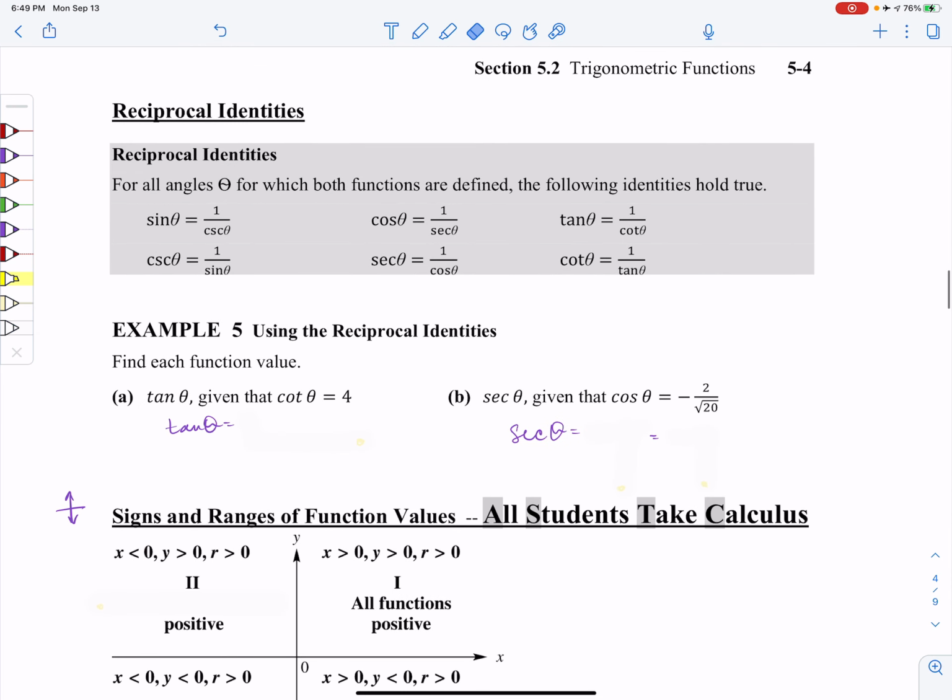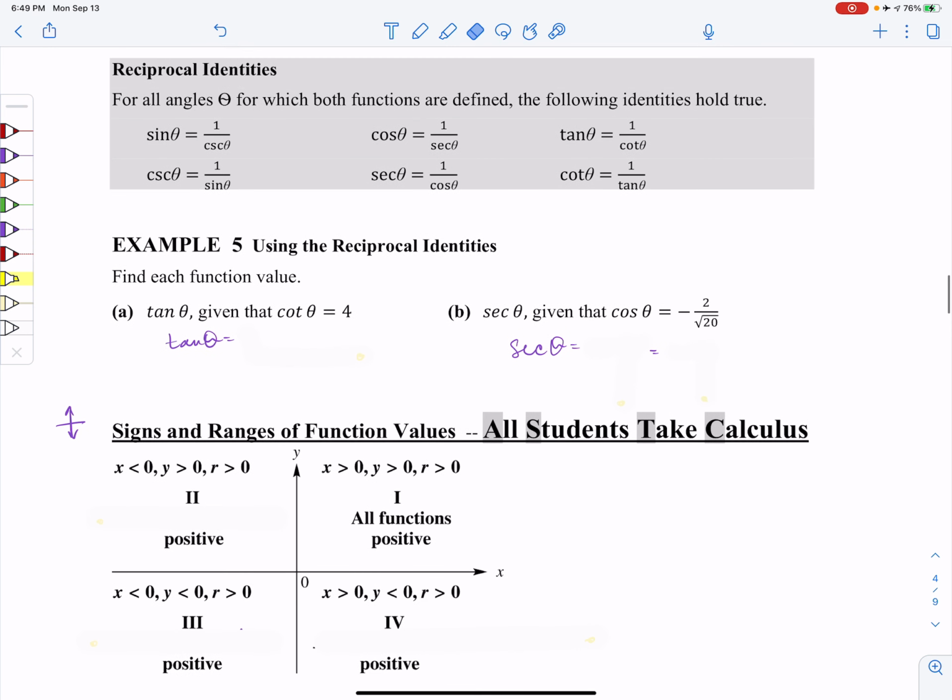I've already given you these identities, or just giving them to you again. And let's look at example 5 using these reciprocal identities. So if you are told that cotangent of theta is equal to 4, what is tangent of theta? Well, tangent and cotangent are reciprocals of each other. So you know that the tangent of theta is going to be equal to 1/4.